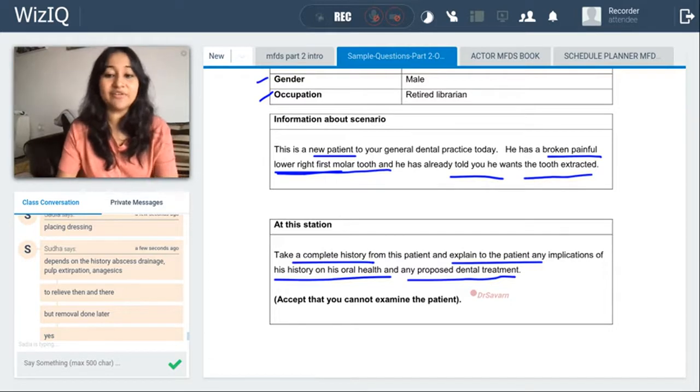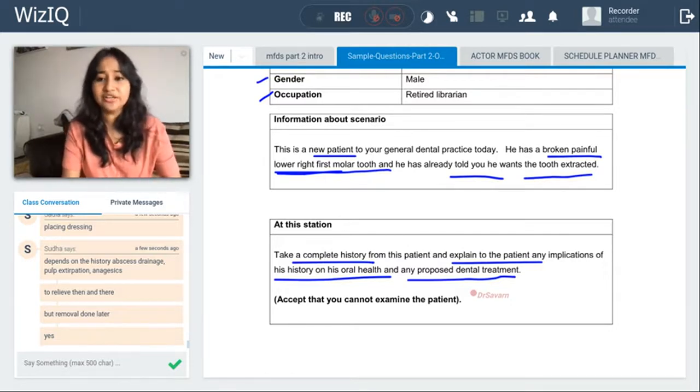So you can understand that it's a very long ask, so you really cannot ask questions which are irrelevant. Read the scenario properly. There is some information that is given in the scenario. Do not repeat those questions, because then definitely you would not reach the treatment aspect.